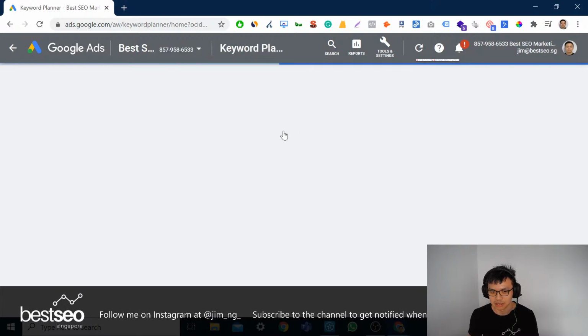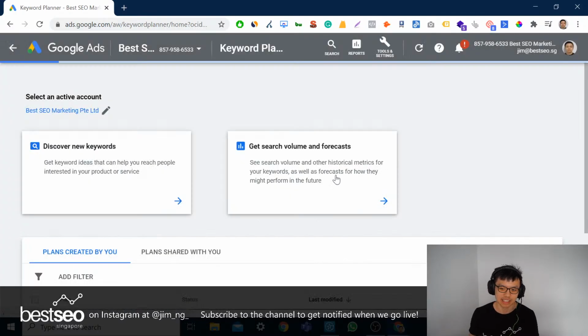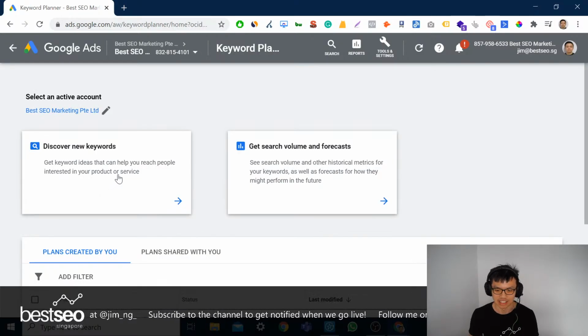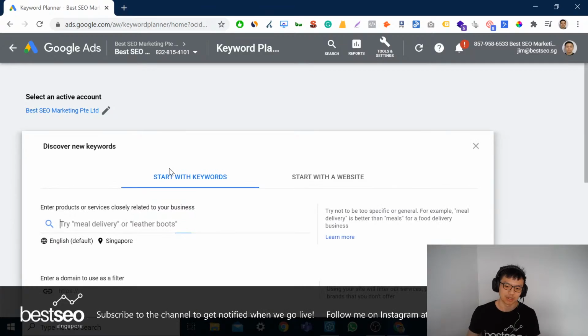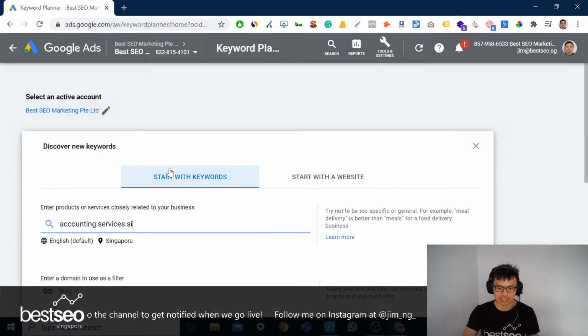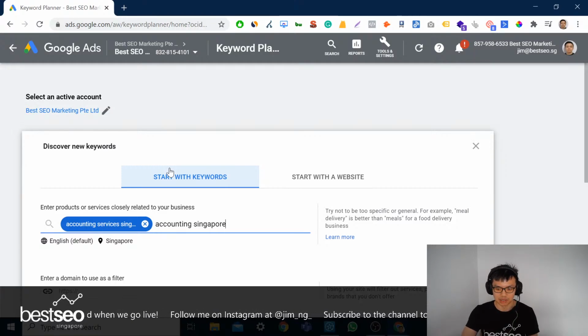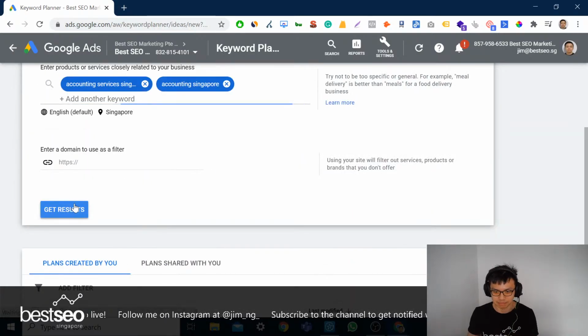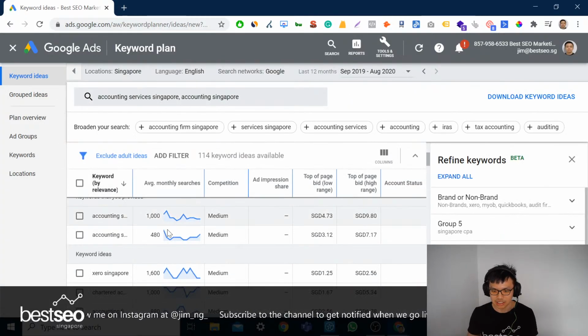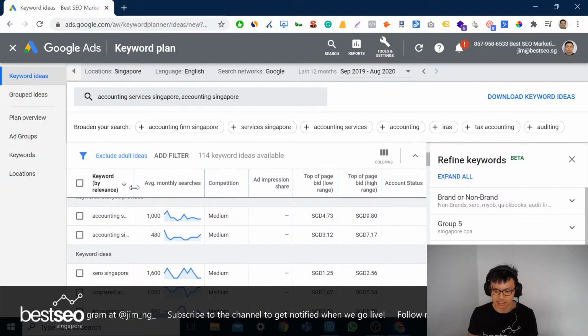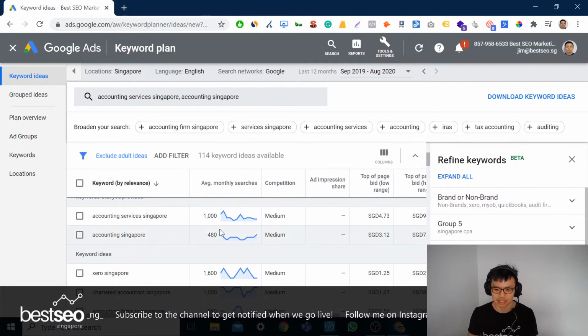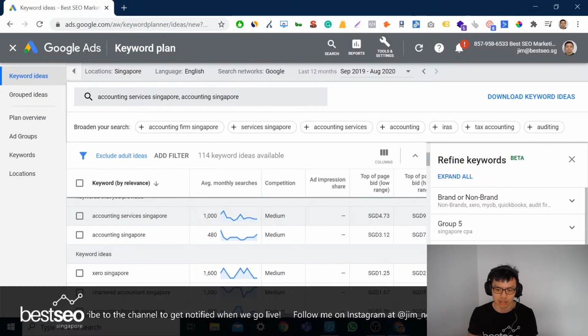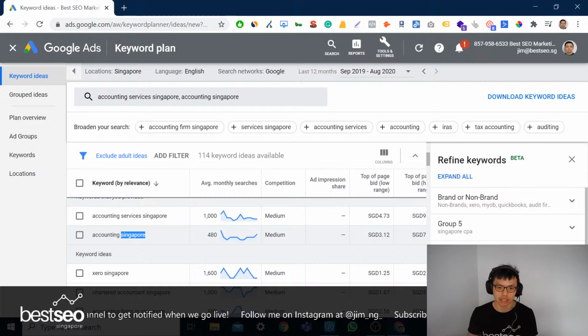And first of all, you need to understand that Keyword Planner is 100% free. This thing does not cost you a single cent. So what I'll type in there is accounting services Singapore, and maybe I'll also type in accounting Singapore, just to see what shows up. As you can see over here, for accounting services Singapore, there are about 1,000 people searching for this every single month. And accounting Singapore might be a bit generic, because we're not sure whether they're looking for someone to do their accounting, or whether they're looking for accounting software.